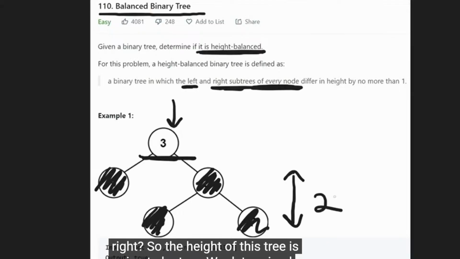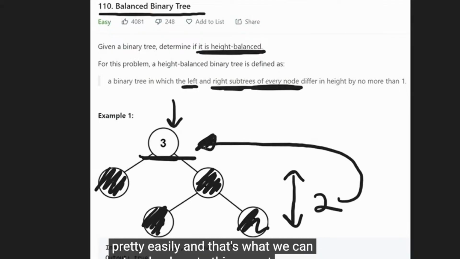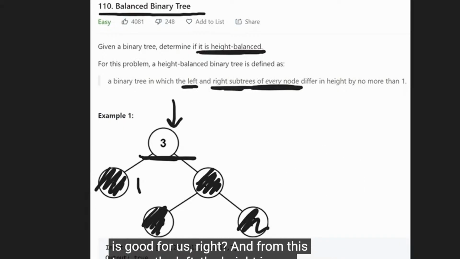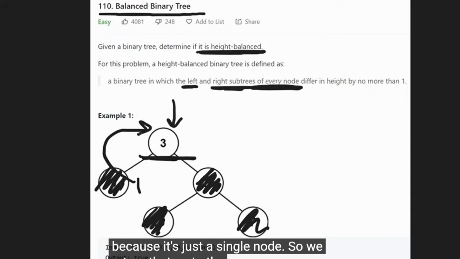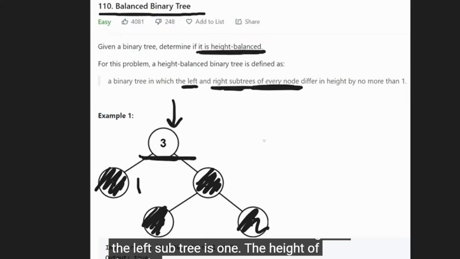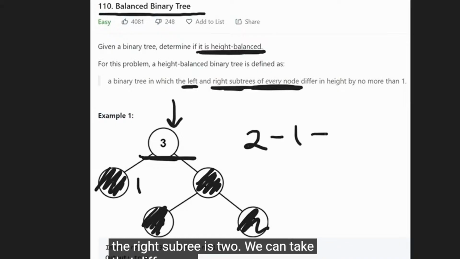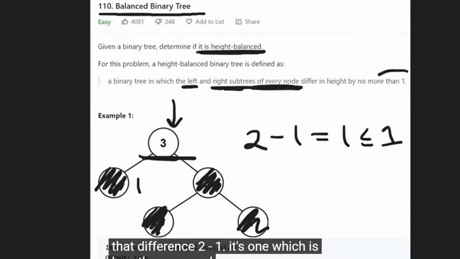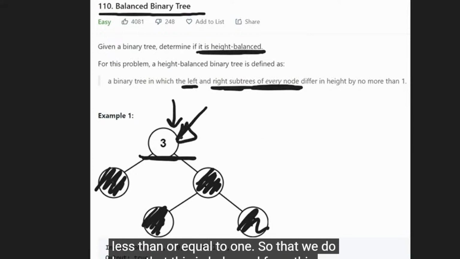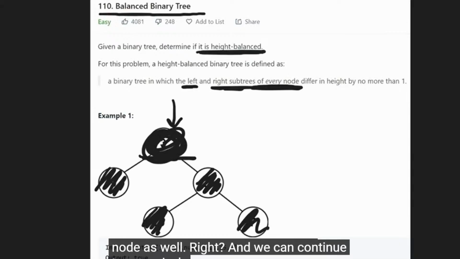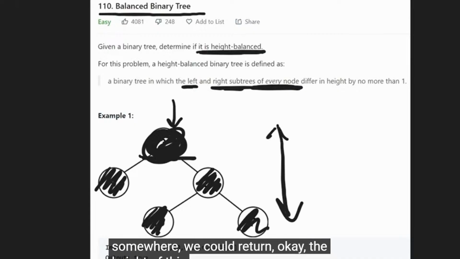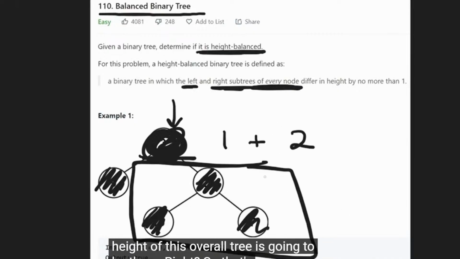We determined that pretty easily, and that's what we can return back up to this parent node, which is good for us, right? And from this tree on the left, the height is 1 because it's just a single node, so we return that up to the parent as well. So now from here, we know that the height of the left subtree is 1, the height of the right subtree is 2. We can take that difference, 2 minus 1, it's 1, which is less than or equal to 1. So we do know that this is balanced from this node as well, right? And we can continue to recursively do that. If we had another parent node up above us somewhere, we could return, okay, the height of this overall tree is going to be 3, right? So that's the main logic we're going to follow.